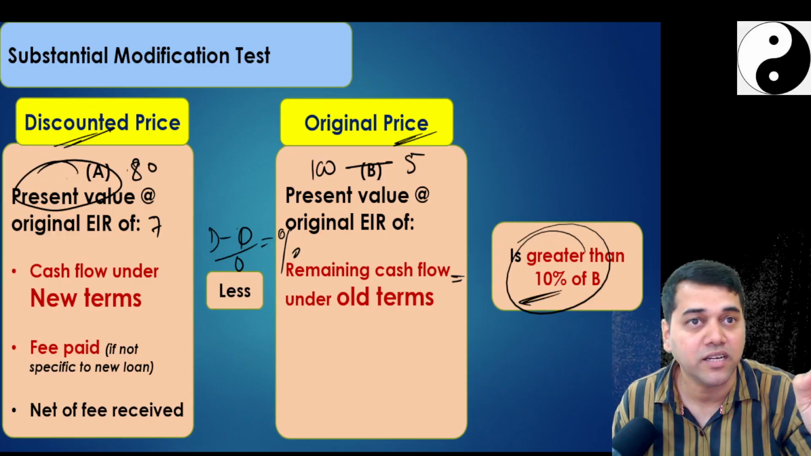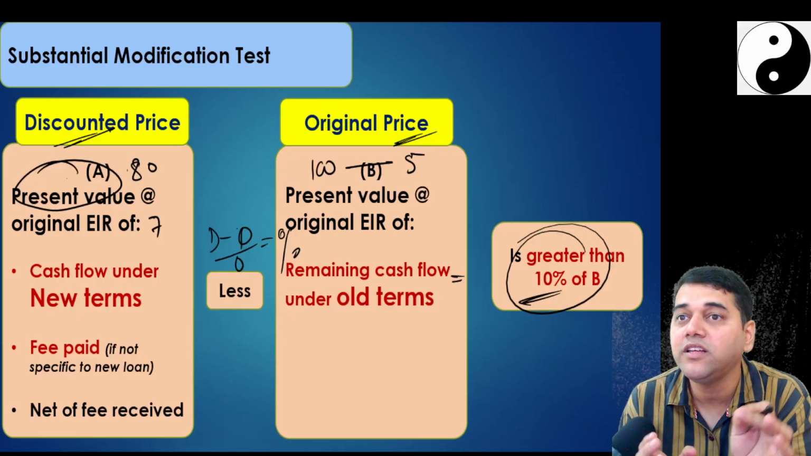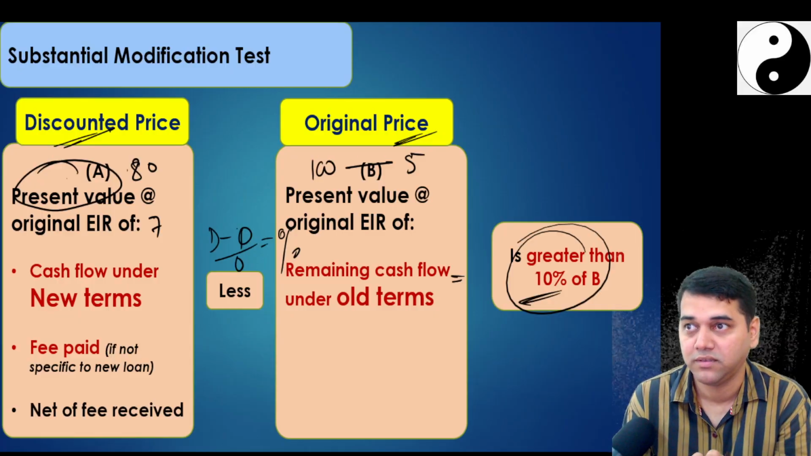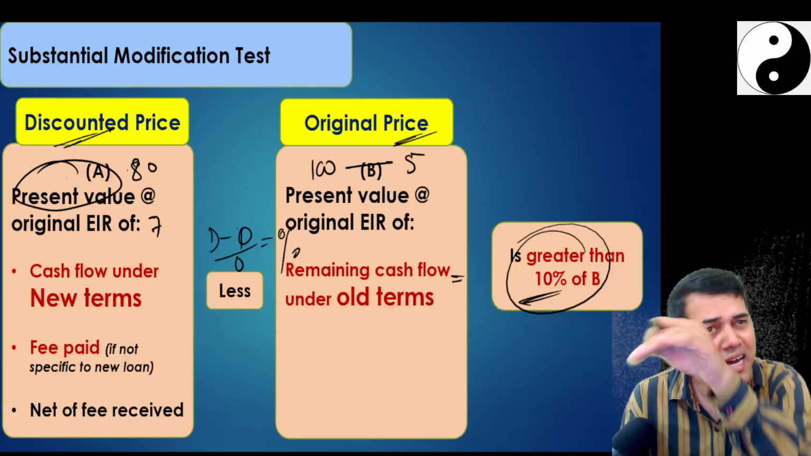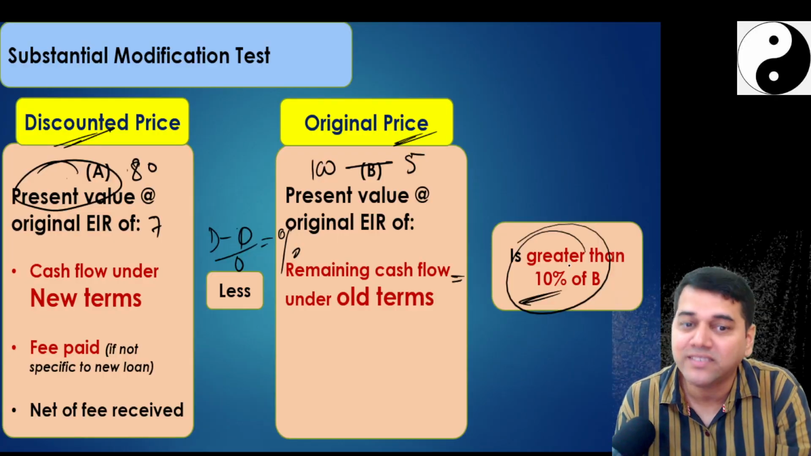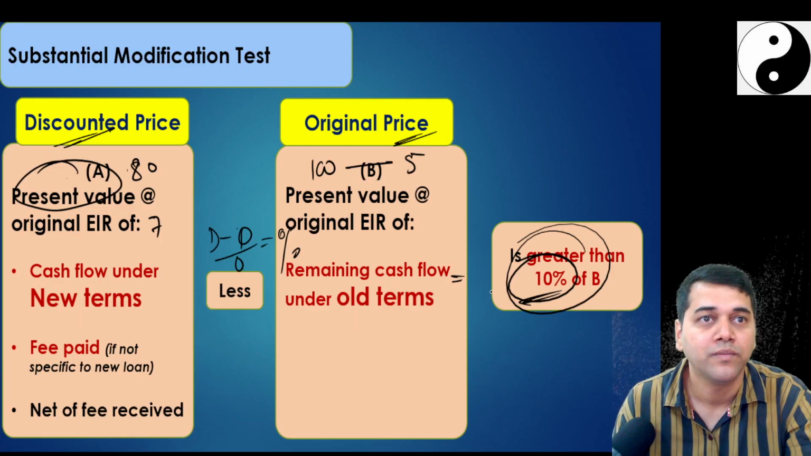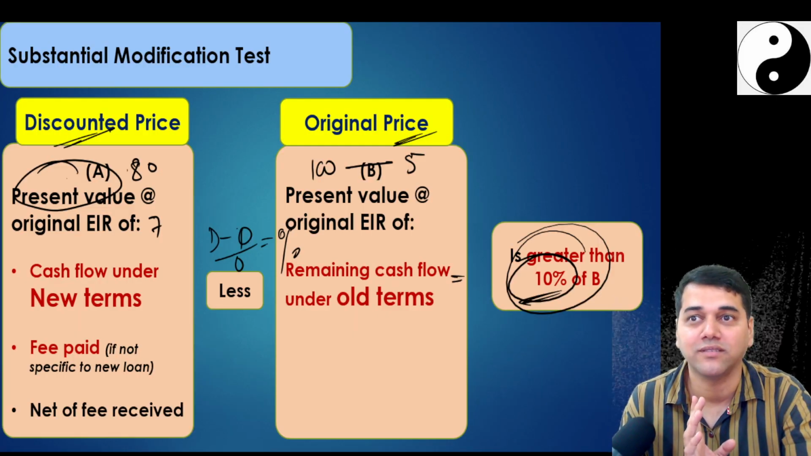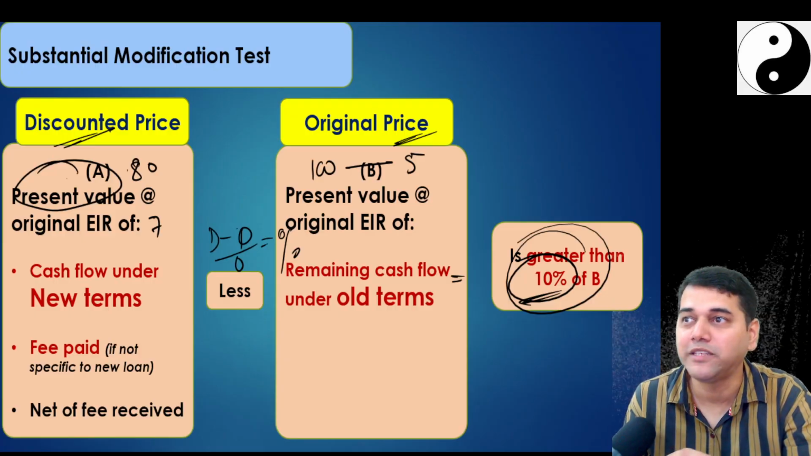And see, understand, my Ind AS is principle based. It's not rule based. But hardly few places rules come. This 10% is a rule. Accounting standard is rule based. It's not much principle based.